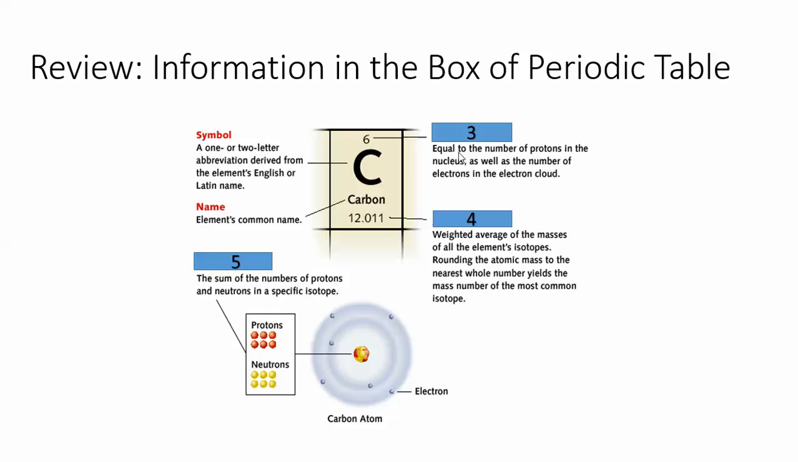All right, number 3. This number right up here is equal to the number of protons in the nucleus, and in general, the number of electrons that we'd find in the electron cloud. This again is unless specified otherwise. The atoms are neutral, so what is that number? That's the atomic number. The atomic number is equal to the number of protons. The number of electrons is only equal in a neutral atom, so please don't memorize it as though this is always true, because that's not always true. All right, number 4, weighted average of the masses of all element's isotopes.